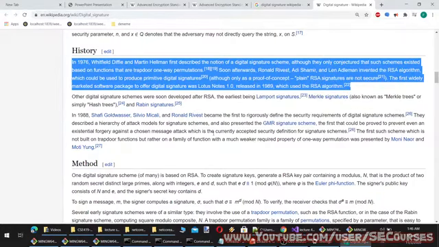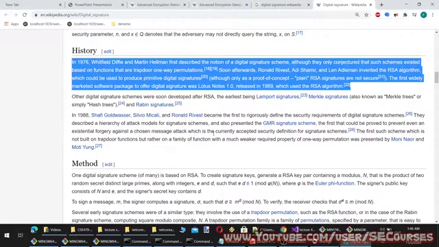In 1976, Whitfield Diffie and Martin Hellman first described the notion of a digital signature scheme, although they only conjectured that such schemes existed based on functions that are trapdoor one-way permutations. Soon afterwards, Ronald Rivest, Adi Shamir, and Len Adleman invented the RSA algorithm, which could be used to produce primitive digital signatures. Although only as a proof of concept, plain RSA signatures are not secure.